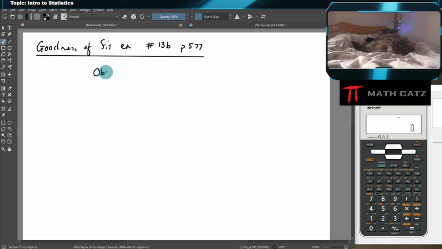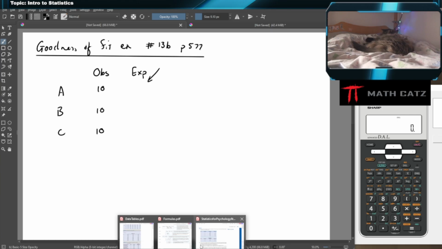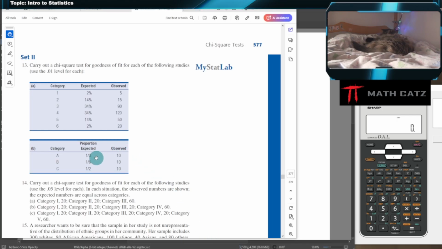So we have some observed scores here, A, B, and C. Not a lot, because we want to do it by hand. Having too many of these is just quite tedious. So we are going to look at the expected. Now, this is going to be, if I bring back my book here, my question, we expect a third of the total, a sixth, and a half.